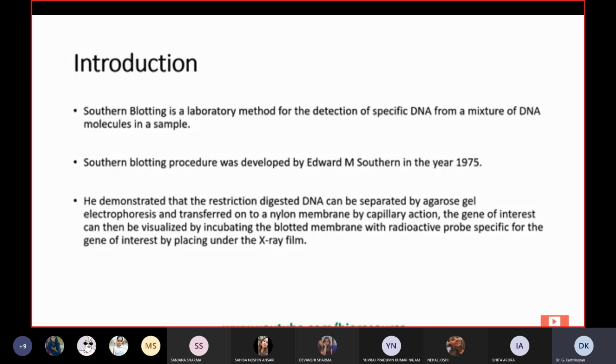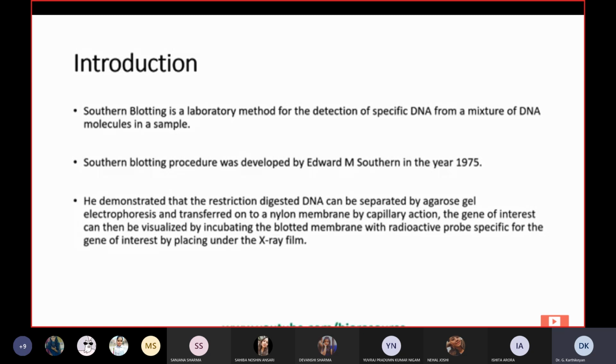This gives you some additional blotting information. That's why I wanted to introduce this laboratory method to you. Blotting is used for the detection of specific DNA, RNA, or protein from a mixture of protein, DNA or RNA.